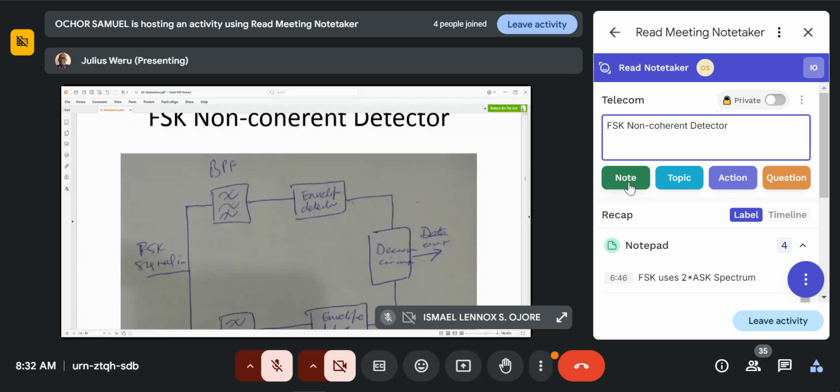Remember I said ASK and FSK can be coherently detected. PSK cannot be, but DPSK, differential PSK, can be. You can also use coherent. So whenever you talk of coherent, it means we are able to generate this, because this has to be in phase with that which was used at the other end.